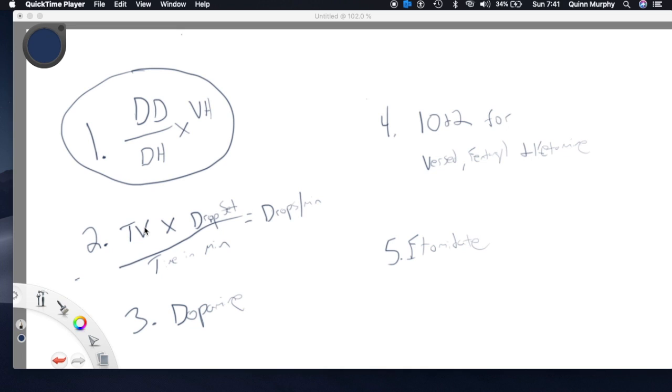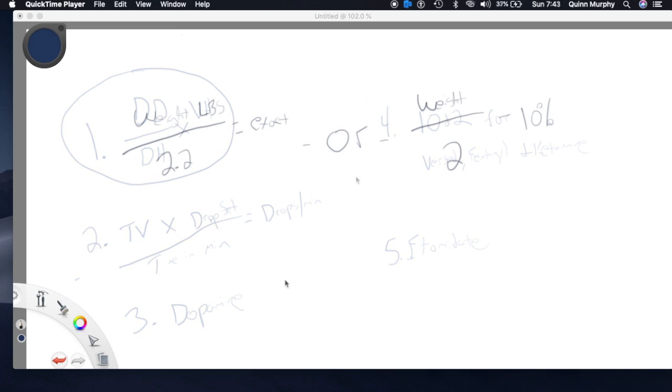The next thing is dopamine. If you remember from dopamine, there's a quick method to figure out our beta dose, and for our alpha dose, we simply times that by 2. And the next thing I'm going to talk about is a quick mental math thing that we can do in the field to figure out Versed, fentanyl, and ketamine, and then lastly, etomidate. But before we go over those different methods, I'm going to review converting pounds to kilograms.